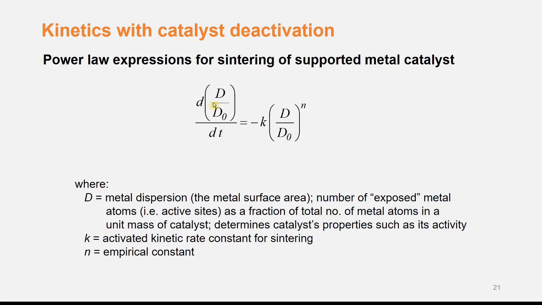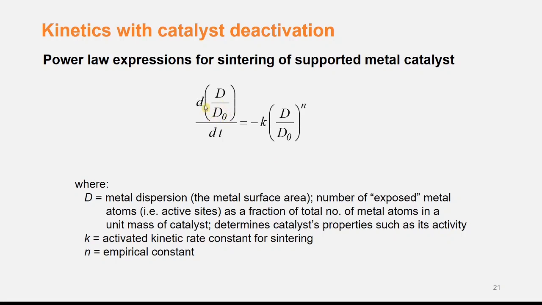Power law expressions have also been used to model the sintering of metal catalysts on a support medium. Here, D is the metal dispersion. This is the number of exposed metal atoms, in other words, active sites, as a fraction of the total number of metal atoms in a unit mass of catalyst. It determines a catalyst's properties such as its activity.